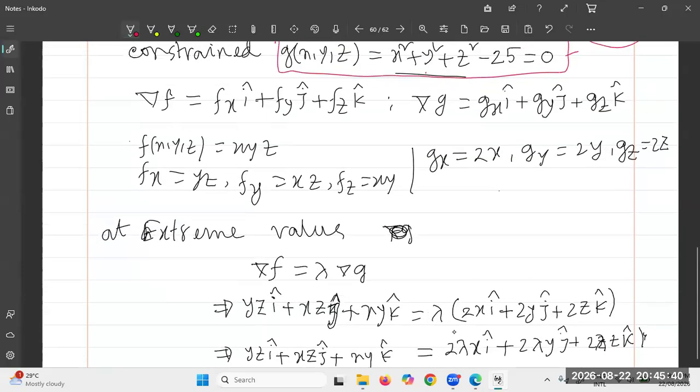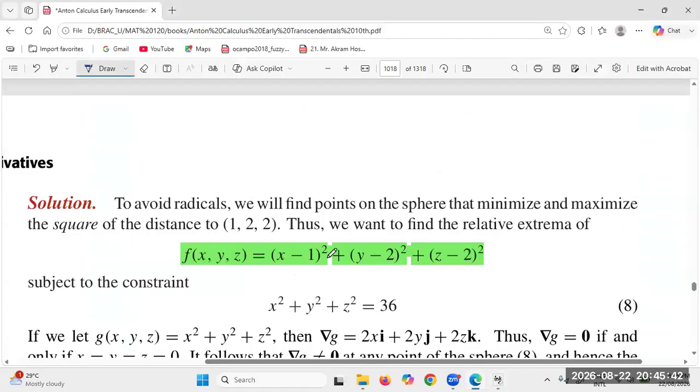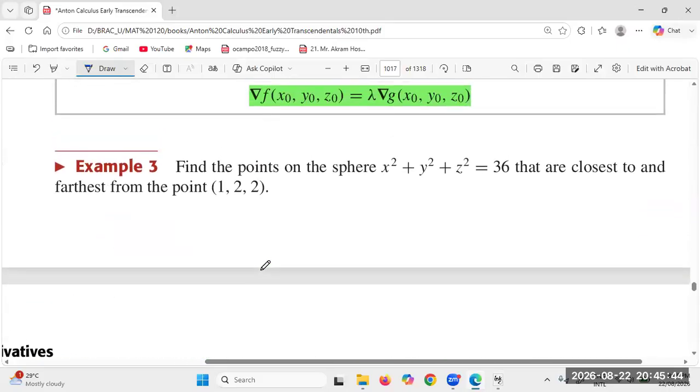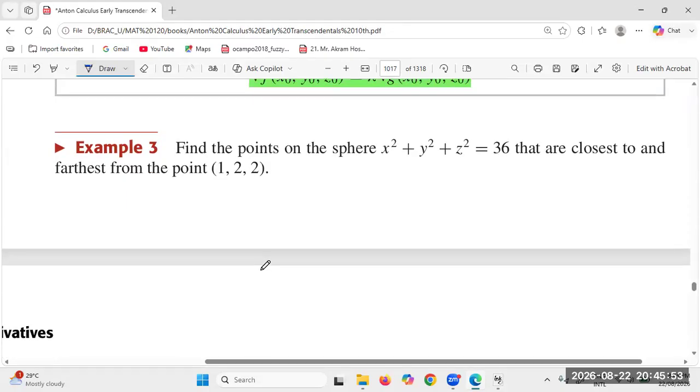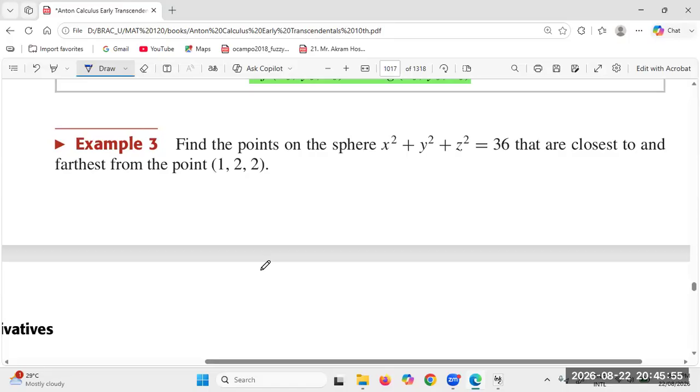This is the second example. Now, the main thing for your exam is that you need to formulate the function and restriction and then solve. So this is a bit complicated, I think.